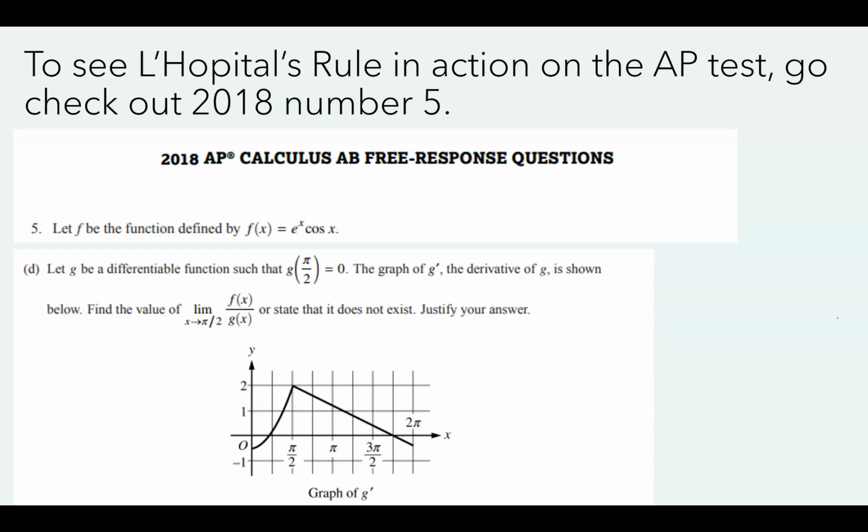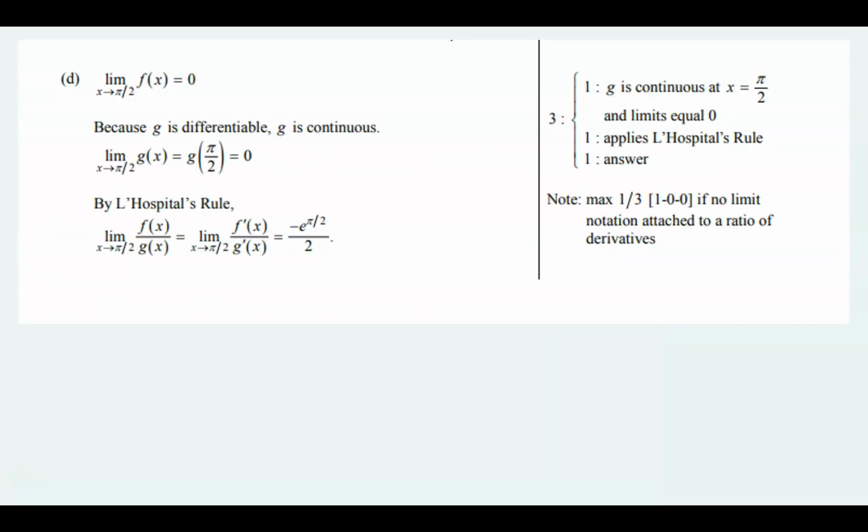But then, I think it was 2019 or maybe 21, they started giving limits where it pretended to be L'Hopital's rule, but not, so we have to be careful. But anyways, let's see how that's scored. You get 1 point for basically the prerequisites. G has to be continuous at pi halves, and we know that, and they say we need to make that link.